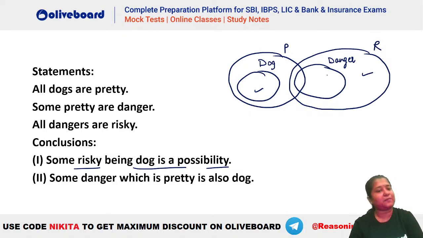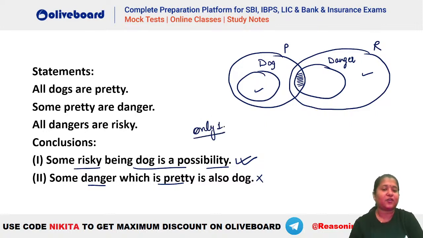You can see they are independent of each other. So yes, it is a possibility that they may interact. है ना. तो possibility है. You can see yes, this is definitely true. Some danger which is pretty. Some danger which is pretty, that means this portion here. है ना. So some danger which is pretty is also dog. नहीं, बिल्कुल भी नहीं. You can see this is not a part of dog. This can be a part of dog, but not a definite one. So that means this is invalid here. इसका आंसर क्या आएगा? Only one आएगा. I hope this is clear.